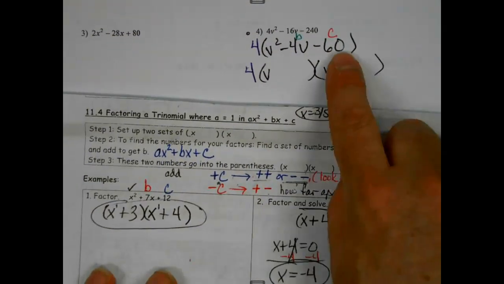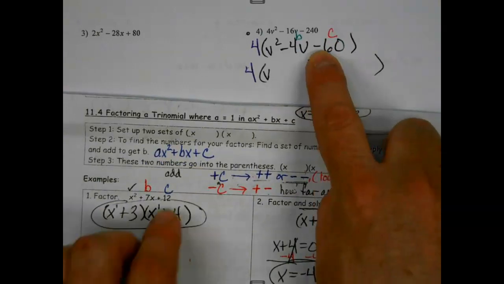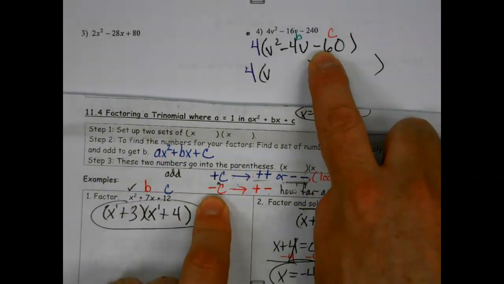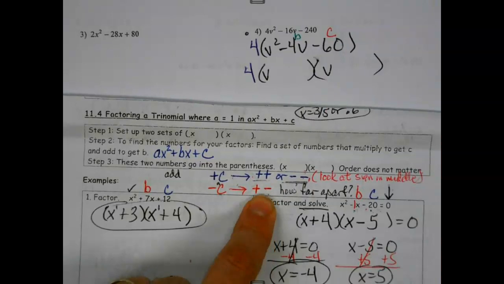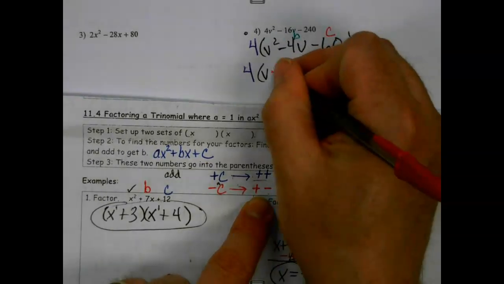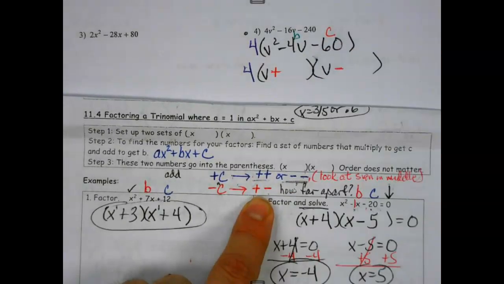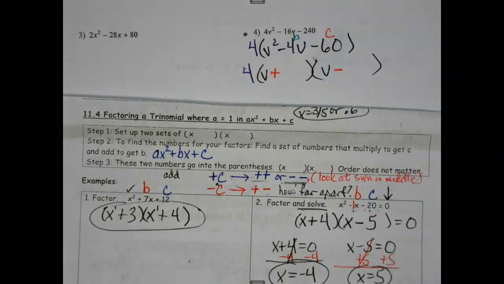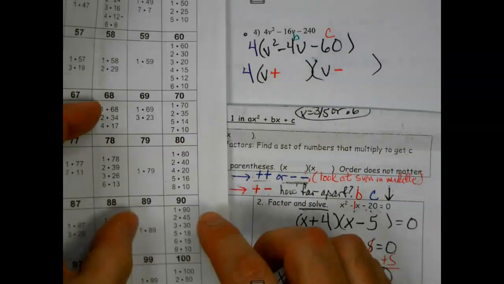All right, C is always the magic number. C is negative. Negative last number in the end, it's always going to be plus and minus, one of each. Because that's the only way I can get this to be a negative number when I multiply. So now the question becomes, let me find my 60 here. Ooh, there are lots of 60 options.